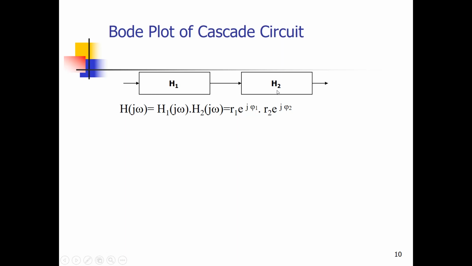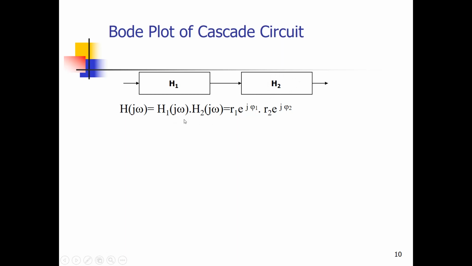What we are going to learn is that it will be very easy to draw the total Bode plot of the combination of these systems, because we are going to make use of complex behavior rules. This system H1, but also this system H2, are complex numbers.